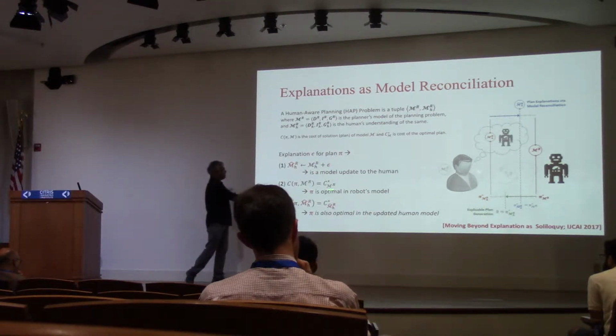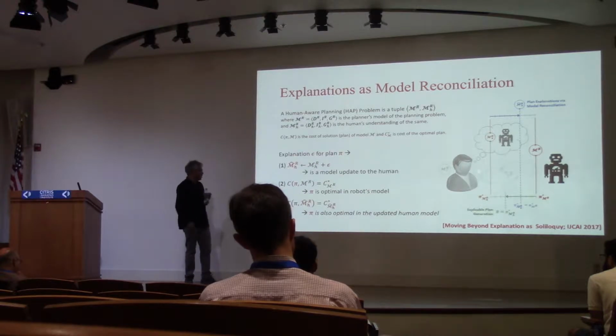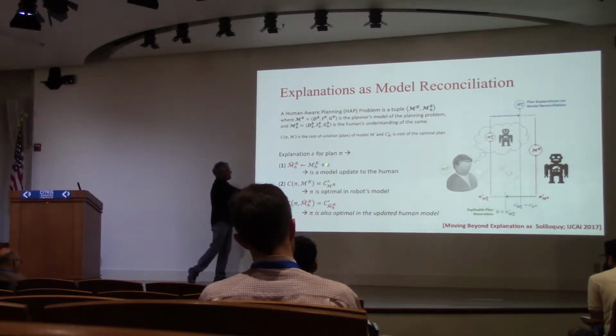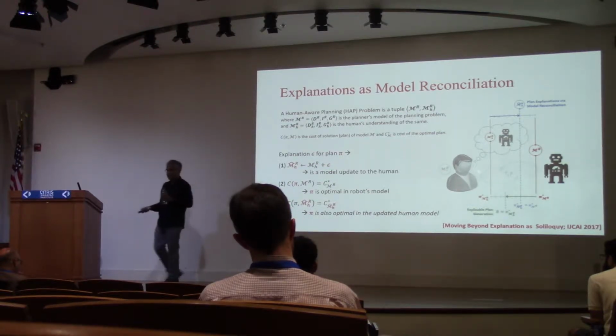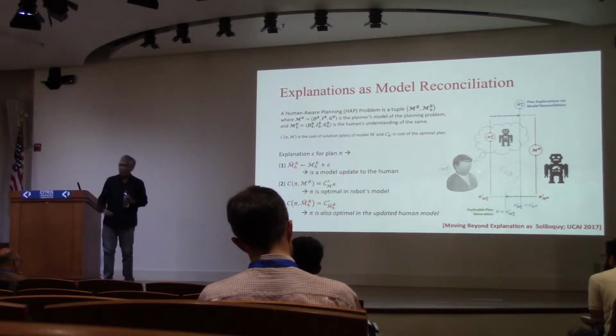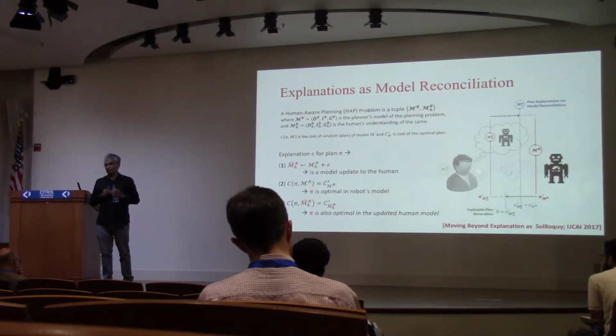Okay? And this plan still has to be optimal with respect to the robot's model. And once the deltas are applied to what it thinks is the human's model, then it will also be optimal with respect to the human's model. Okay? Computing the epsilon is an explanation process.